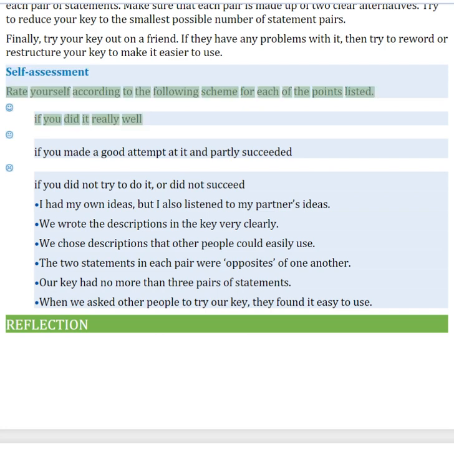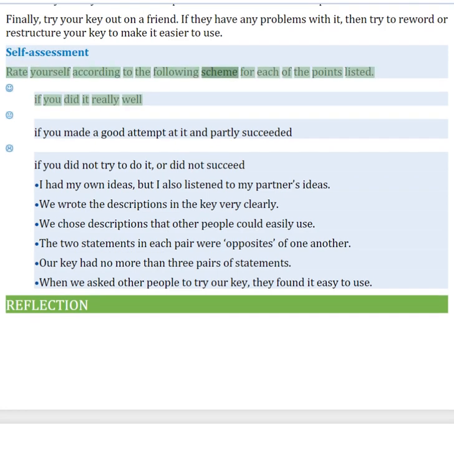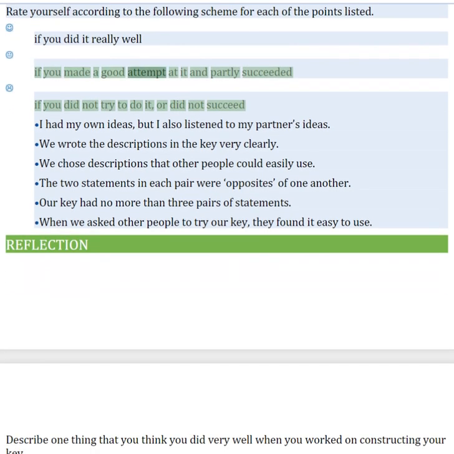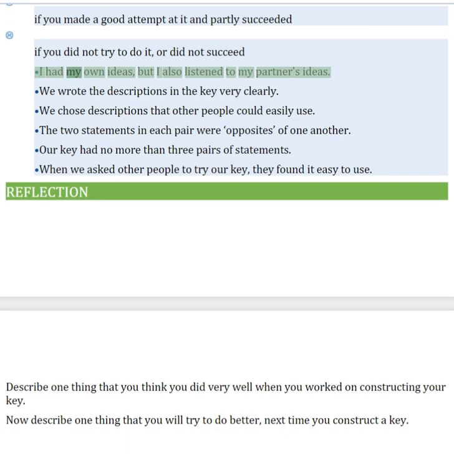Self-assessment. Rate yourself according to the following scheme for each of the points listed. If you did it really well. If you made a good attempt at it and partly succeeded. If you did not try to do it, or did not succeed. I had my own ideas, but I also listened to my partner's ideas.